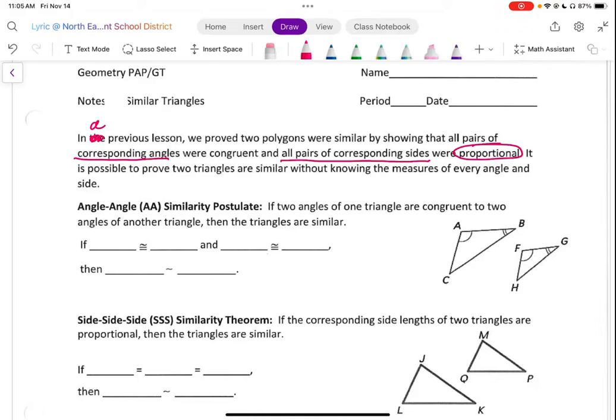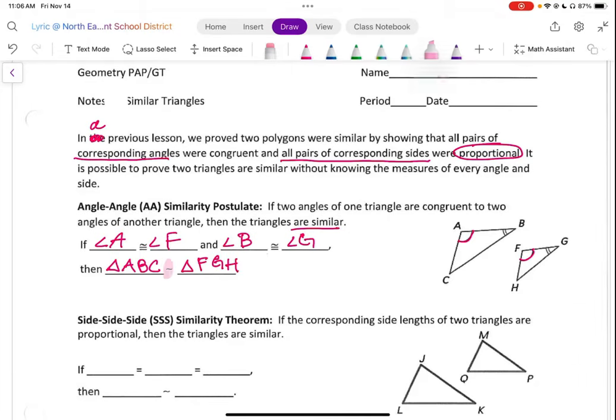So we can use a postulate called the angle-angle similarity postulate to prove that two triangles are similar. If two angles of one triangle are congruent to two angles of another triangle, then the two triangles are similar. So using this picture, we could say that angle A and angle F are congruent, and angle B and G are congruent, then the two triangles are similar. So we could say triangle ABC is similar to triangle FGH.